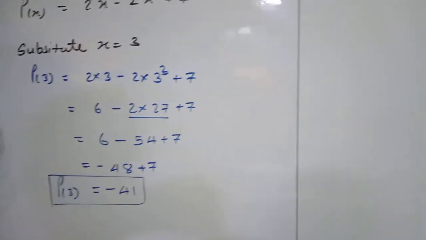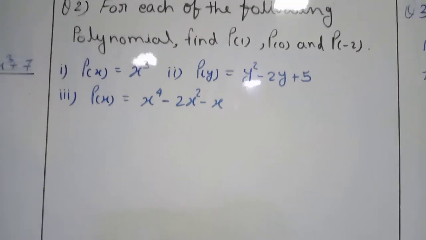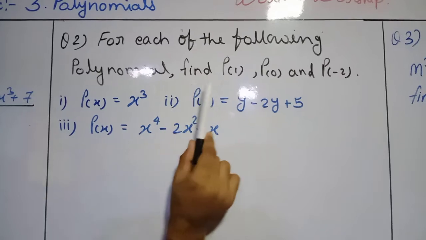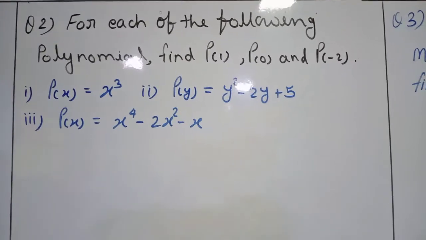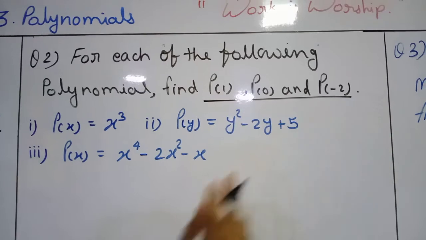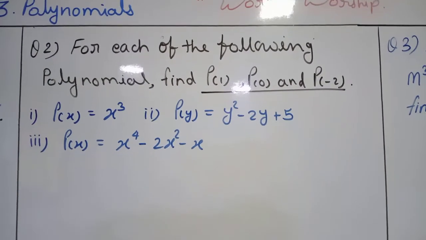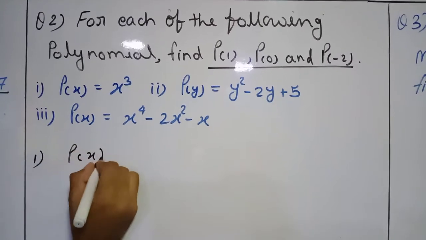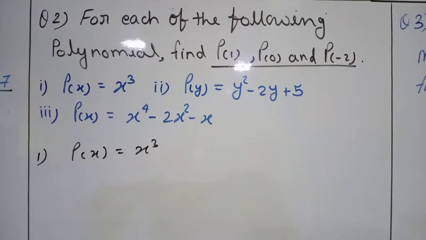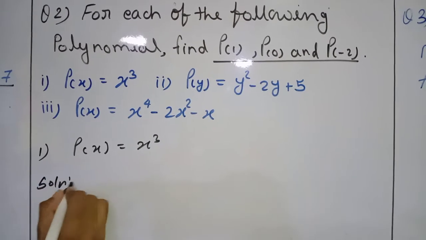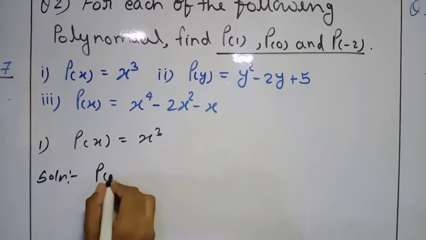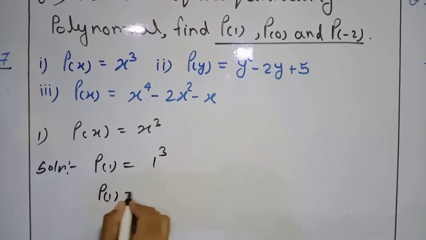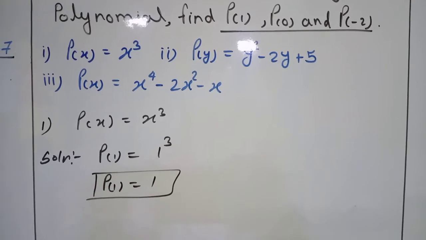Now move to another type of sum. Here we have, for each of the following polynomials, find P(1), P(0), P(minus 2). Means for each given polynomial we have to find these three values, 0, 1 and minus 2. So first one, P(x) is equal to x cube, that is given. Let's start. So we have to write first P(1) is equal to cube of 1. P(1) is equal to 1. We got the value 1.